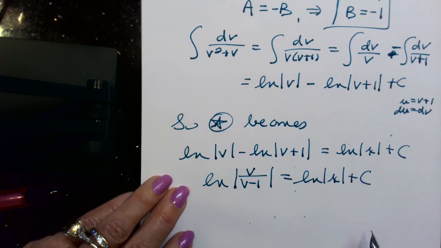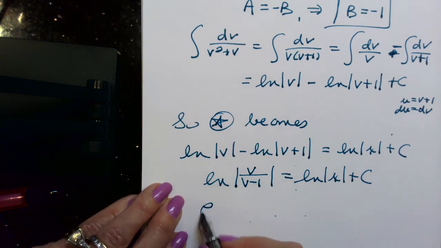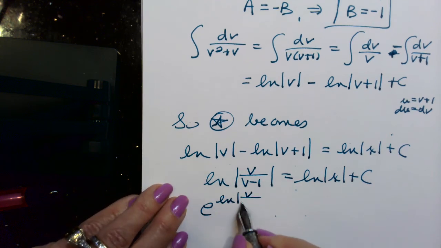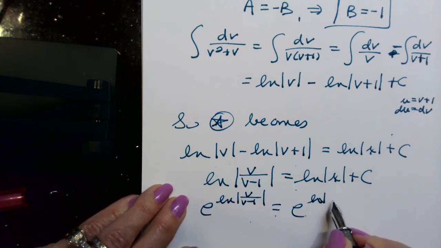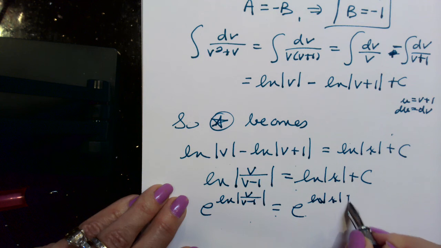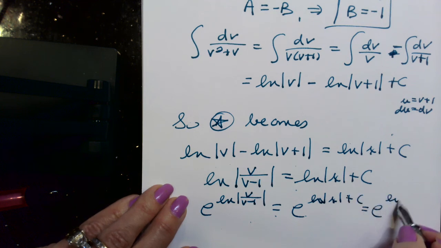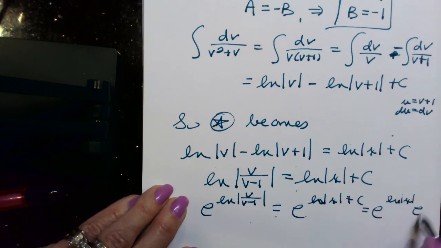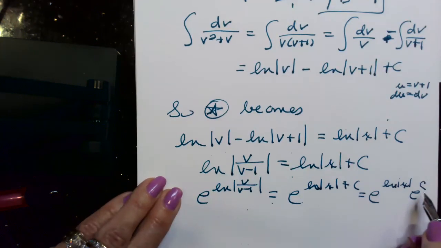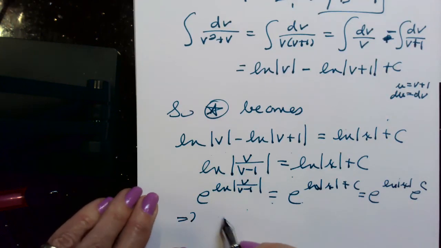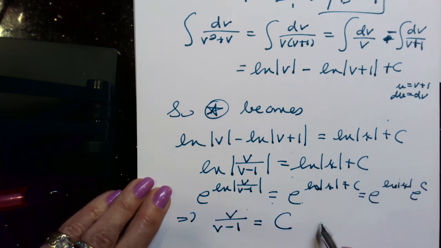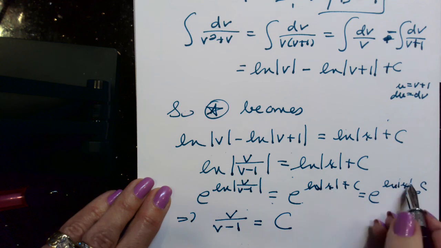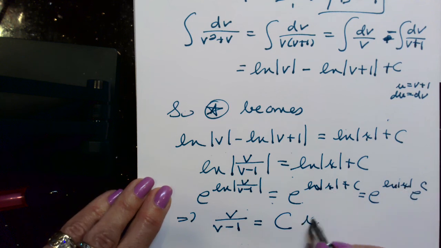Okay, now take exponentials. You have to get the v out of there. So you get e to the ln of v over v plus 1 is e to the ln x plus c, which is e to the ln x times e to the c, which is just another arbitrary constant. So that says v over v plus 1 is cx. E to the ln x is just x. Okay.